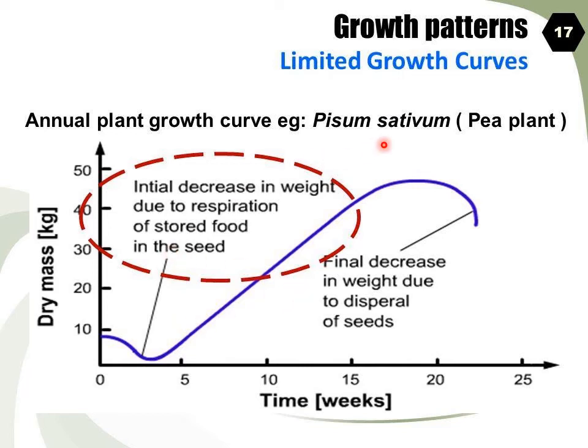For example we have Pisum sativum, the pea plant. In the initial stage of germination, there is a slight decrease in dry mass, so here is dry mass against time. Next, after a week of germination, there is a large increase in dry mass because the plant starts photosynthesis. Before death, there is a decrease in mass or weight due to dispersal of seed. The initial decrease in weight is due to respiration of stored food in the seed.